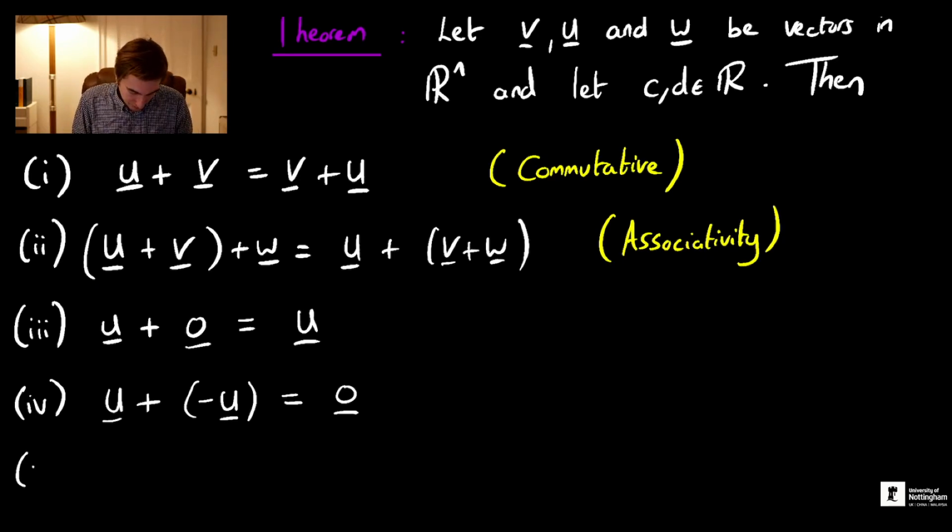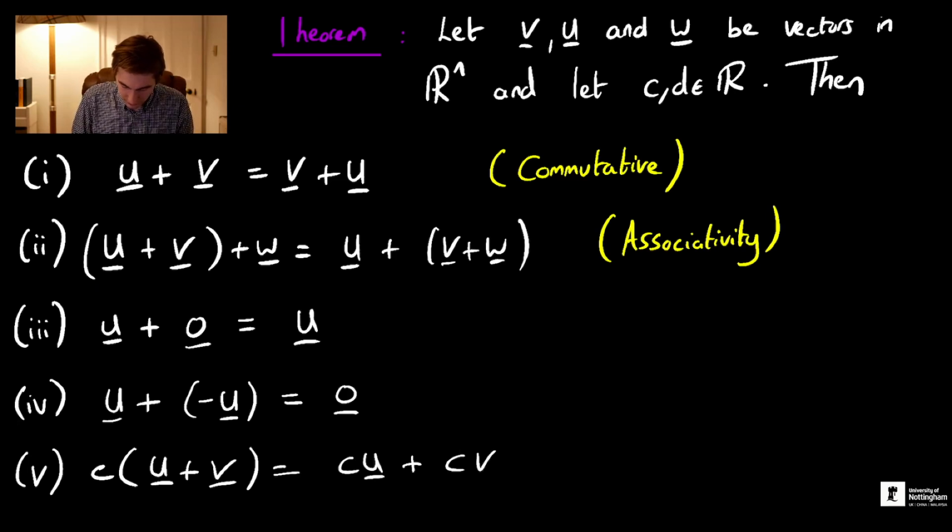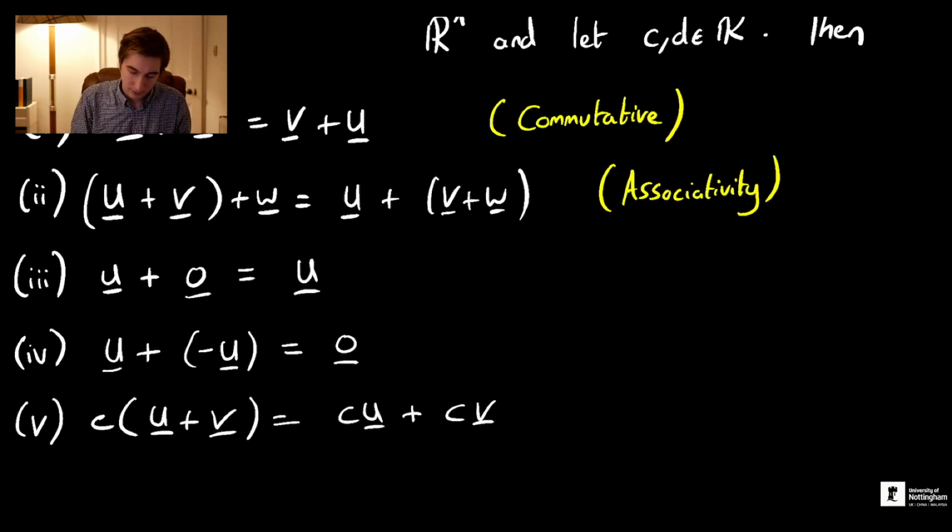The next one we have is that c times (u plus v) is the same as c times u plus c times v. In other words, it is a distributive property, that c distributes over u and v. So this is a property that's, again, relatively easy to prove using just the properties of addition and scalar multiplication on Rn.